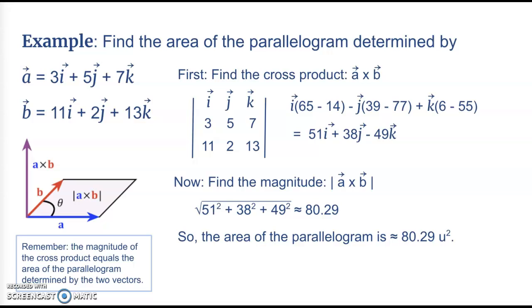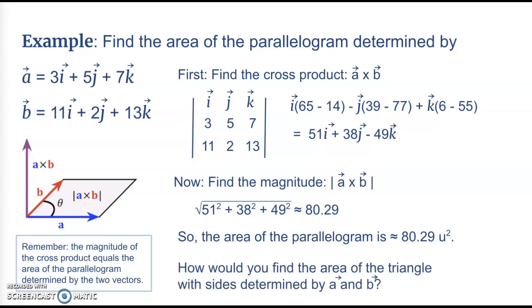Now, if I wanted to know the area of the triangle that is formed by vector A and vector B, and if I connected up where their two arrows point to create the triangle, that's just half the parallelogram. And so it would be exactly half of 80.29, or about 40.145.